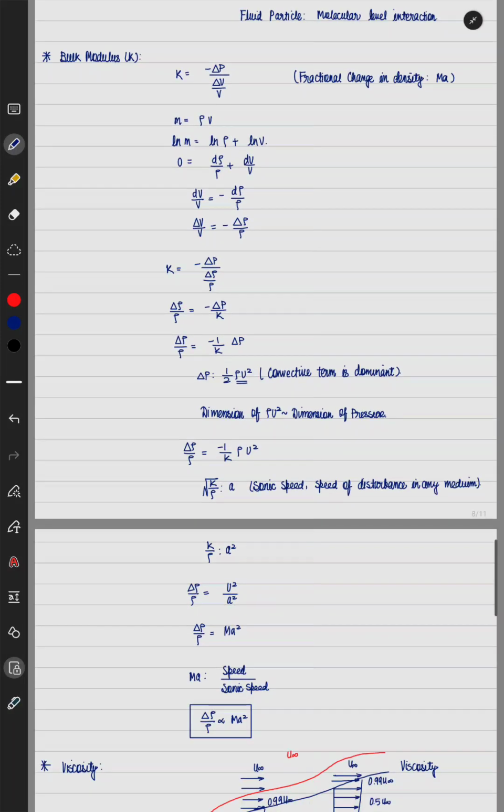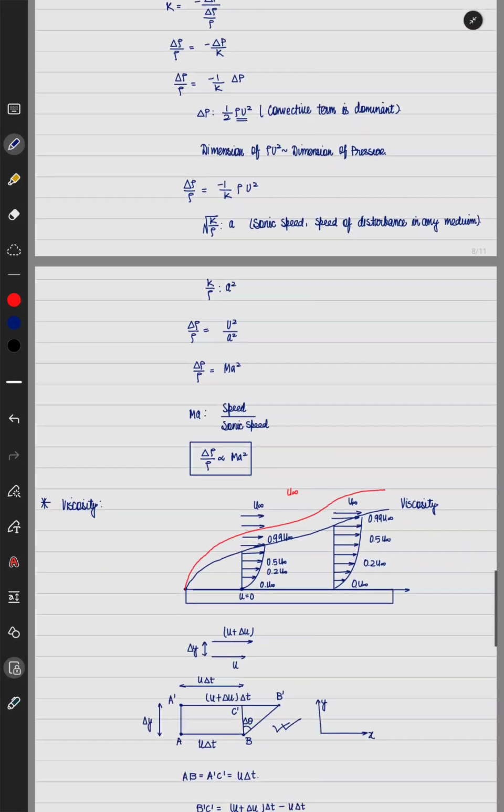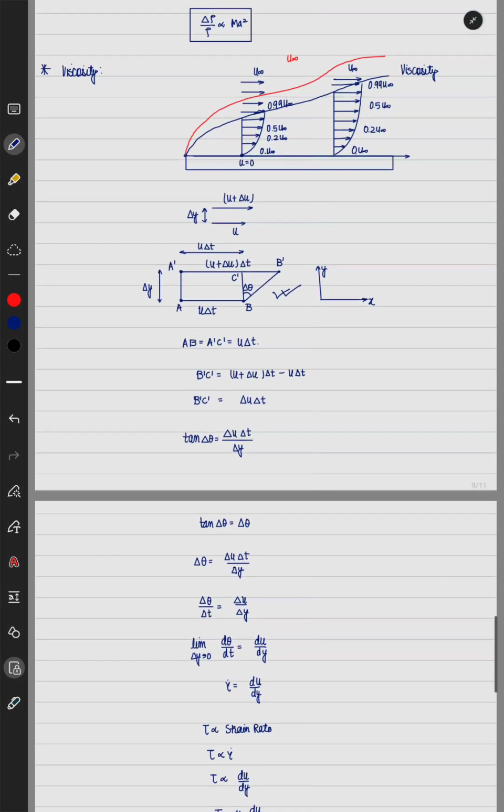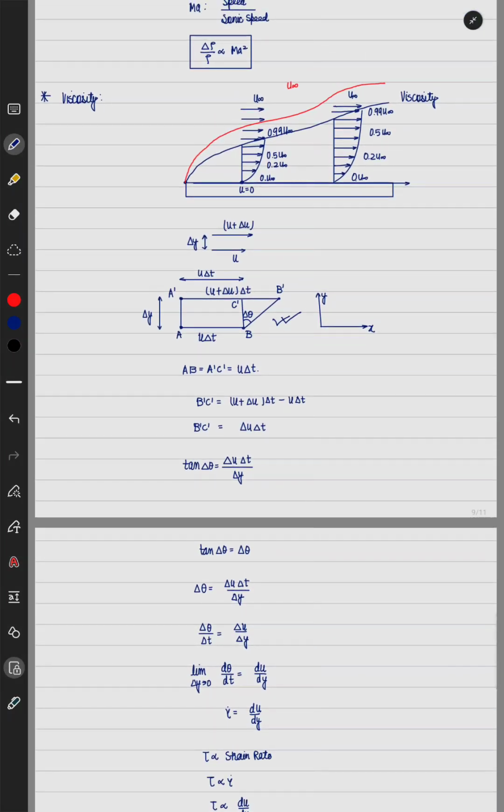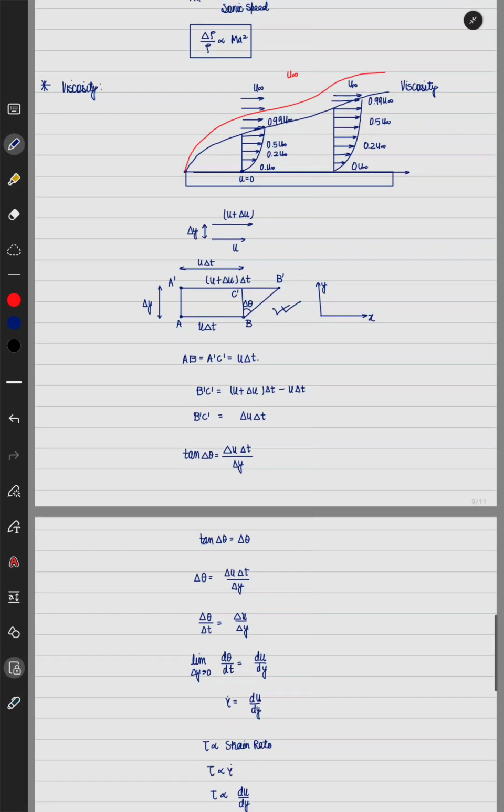The next topic was bulk modulus, how Mach number is related with the fractional change in density. Then the discussion about viscosity, in which we discussed how the impact of the plate is seen in y direction. Fluid is flowing in x direction, and due to the presence of plate, the velocity at the surface of the wall becomes equal to 0 by no slip condition, and the impact is continuously forwarded to the upcoming layers. The velocity continuously increases from the wall as we go away from the wall, and after reaching a certain distance, the velocity becomes equal to u infinity, or free stream velocity.